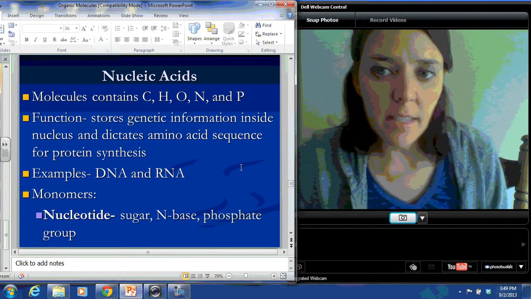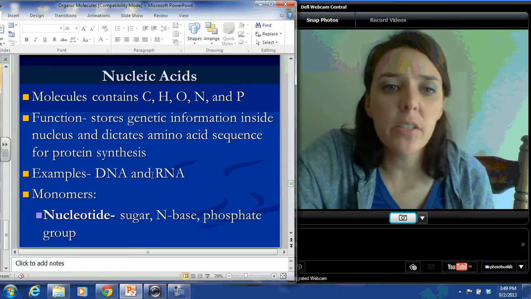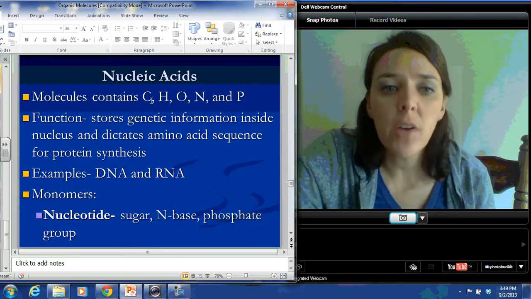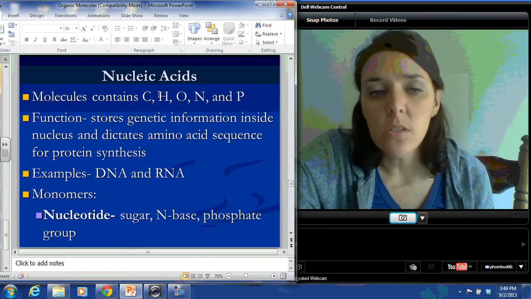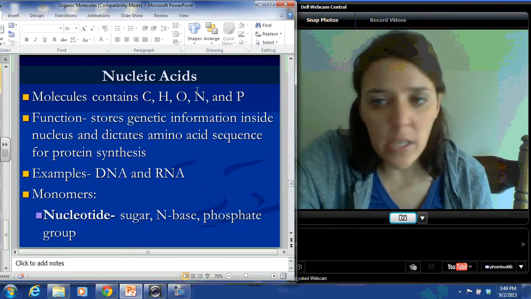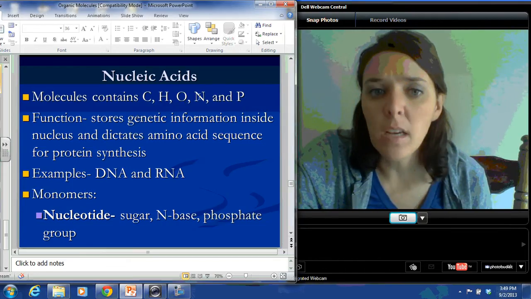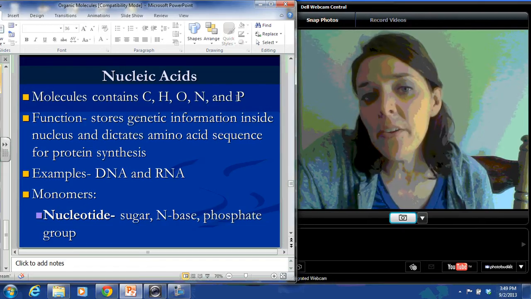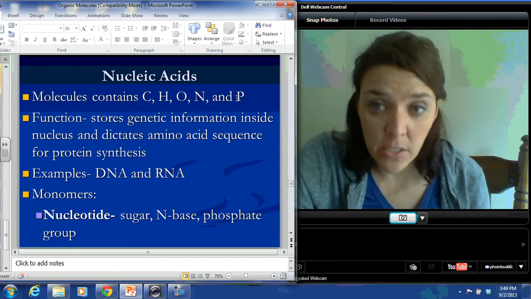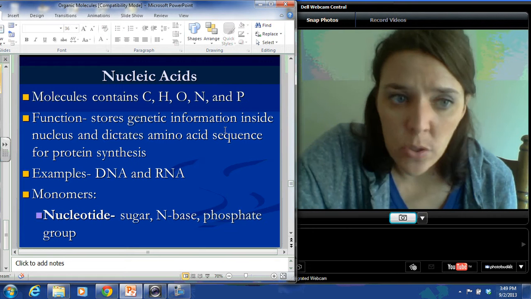Hey guys, this lesson is on nucleic acids. It's our last organic molecule. It's made up of carbon, hydrogen, oxygen, nitrogen, and phosphorus. So if you remember back, all organic molecules contain carbon, hydrogen, and oxygen. Proteins had nitrogen, just like nucleic acids, and nucleic acids now have phosphorus. That is a unique element to nucleic acids.